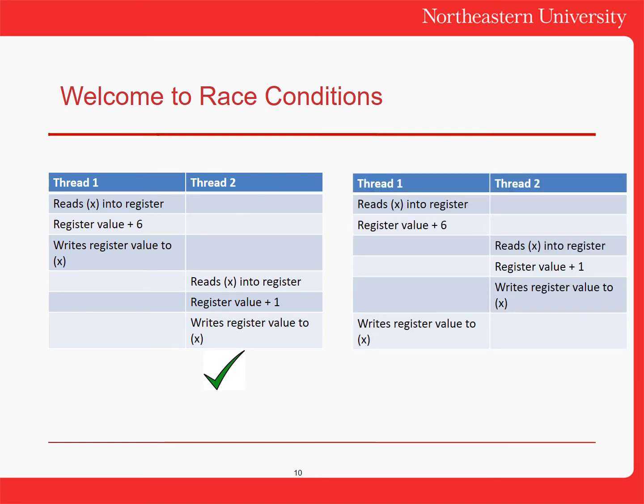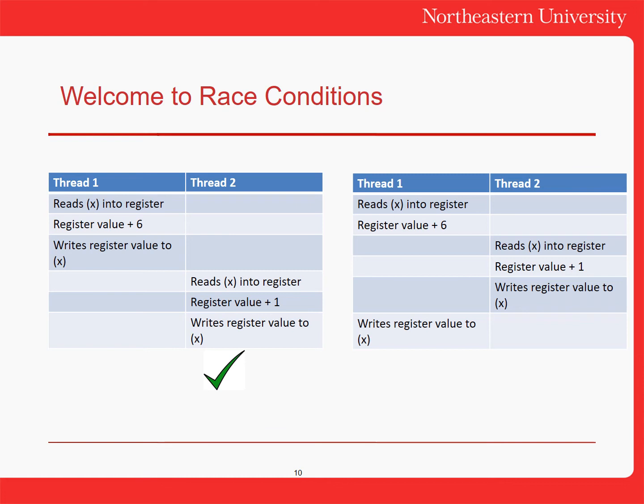What about this one though, where we read X into a register in thread 1 and we add 6 to it, but before we write it back, thread 1 gets descheduled and thread 2 gets scheduled. It reads the value of X from memory into a register, adds 1 to it, and then writes it back. It's then finished its work, it gets descheduled, and at some stage in the future, thread 1 is rescheduled and it writes its result back to memory. It's already added 6, it just needs to write it back. So what's the result of that one?